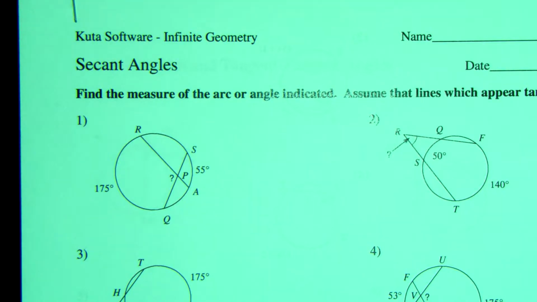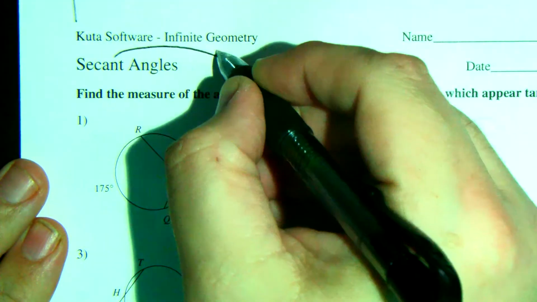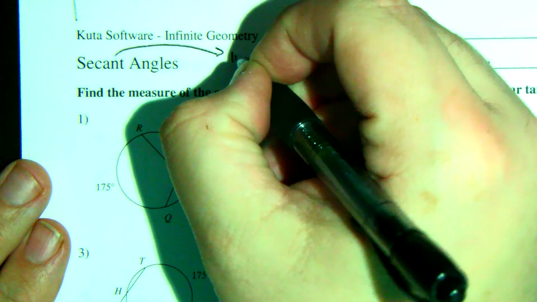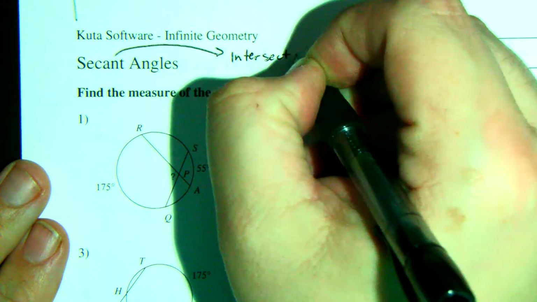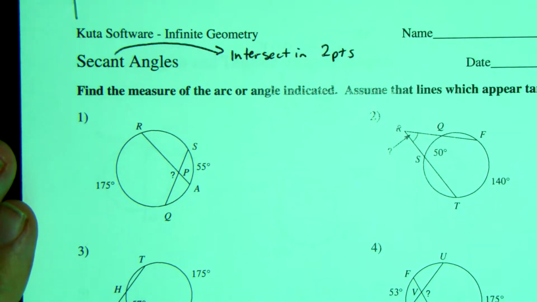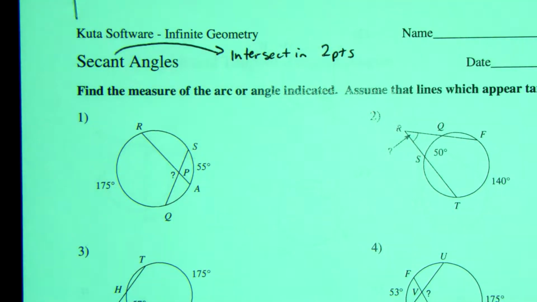And secants, ladies and gentlemen, are segments that intersect. If we're talking about secants, they intersect the circle in how many points? Right, they intersect in 2 points. Now, when we're talking about secant angles, there are a few different types of situations that are going to happen. One is when you're going to add arcs together, and the other one is when you're going to subtract arcs together.